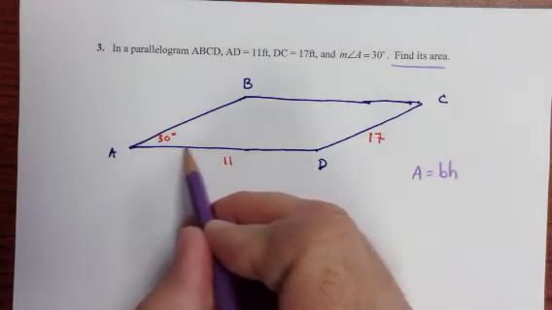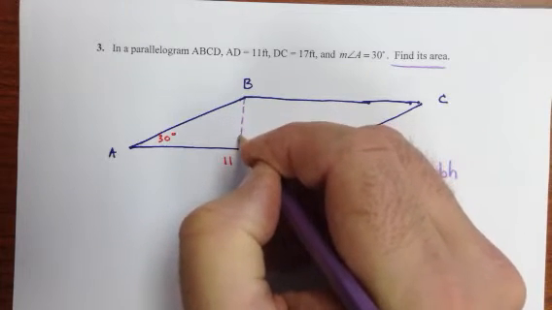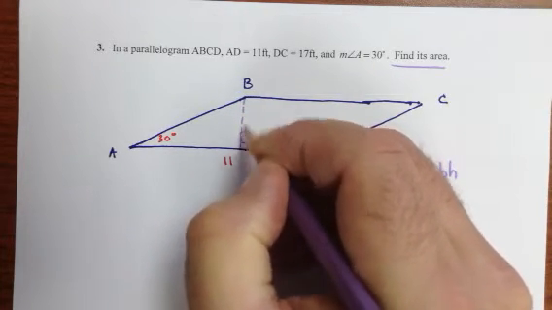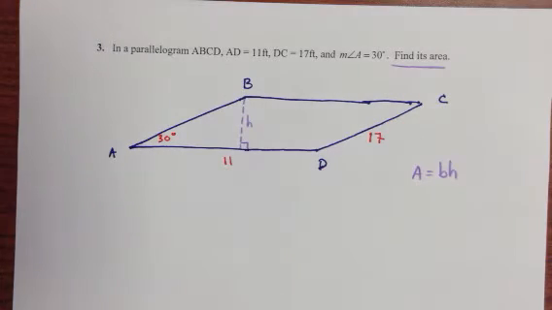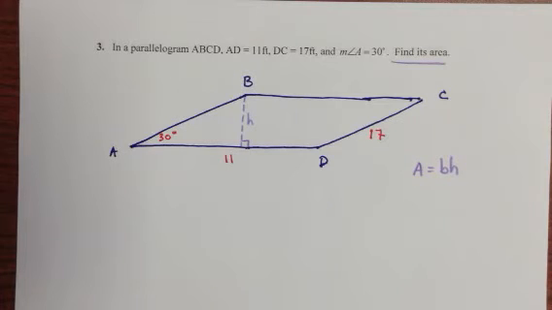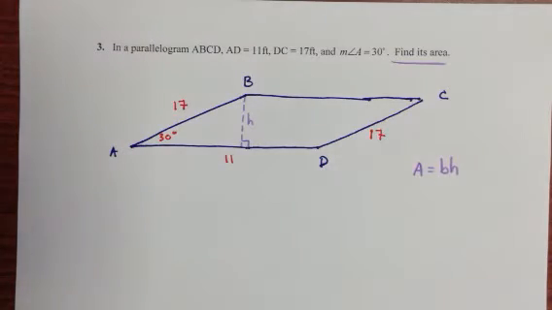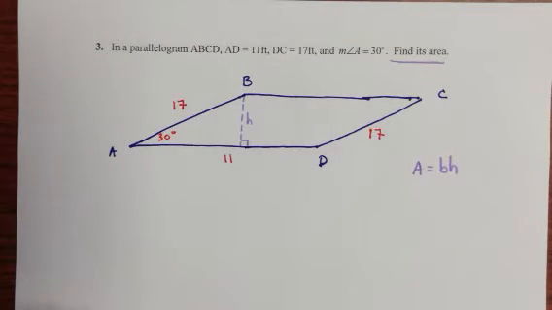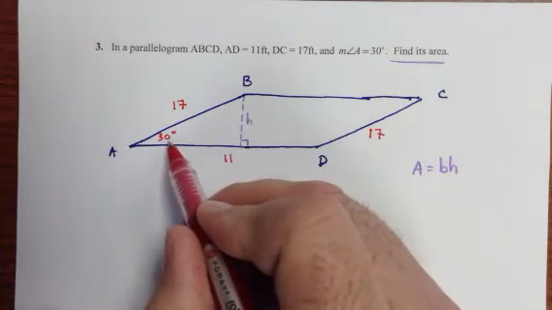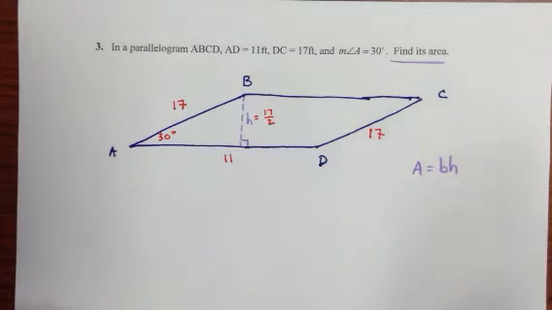If 11 is a base of the parallelogram, then this segment here would be a height of the parallelogram, the associated base and height. And by doing that, I've also created a 30, 60, 90. If DC is 17, AB is 17, opposite sides of a parallelogram are congruent. H is the short side, so it's going to be half as big.